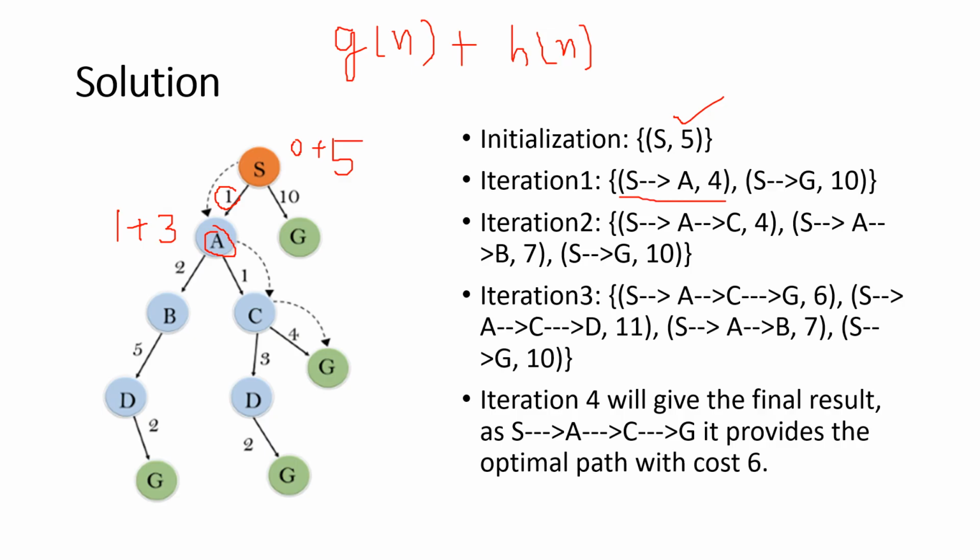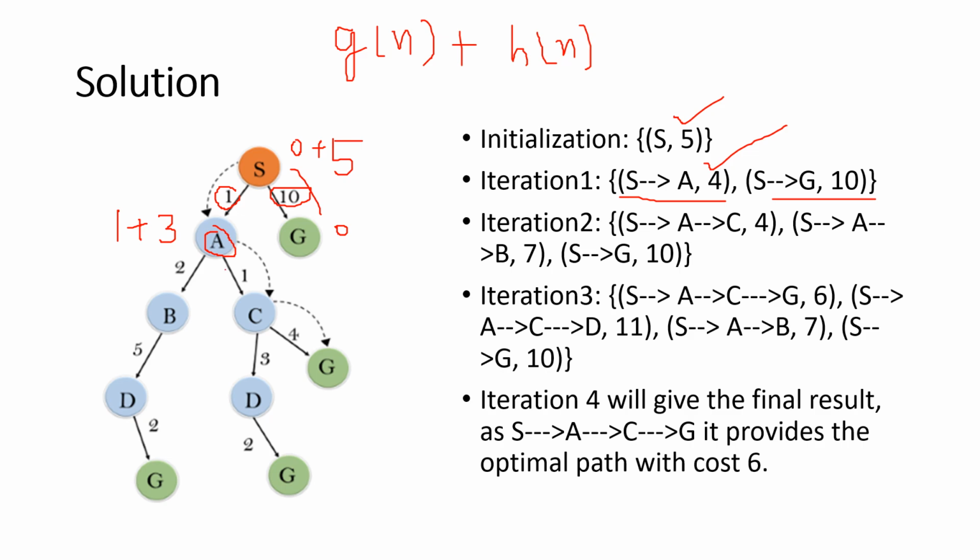S to G, we know that here g of n is 10, and h of n from goal state to goal state will be 0. From the table also we can understand it is 0. So S to G is 10. When comparing these two, this is less, so we are expanding A.